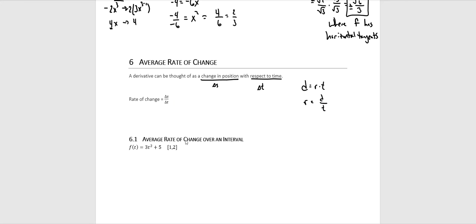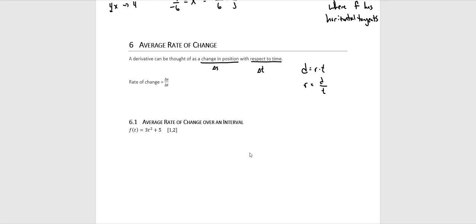So we might be asked to find the average rate of change over an interval. And this is just the general secant line.